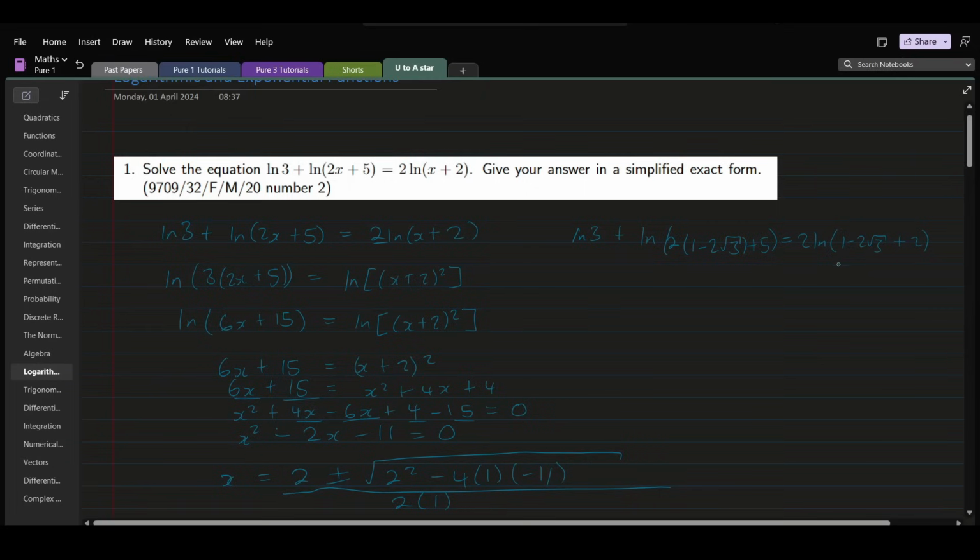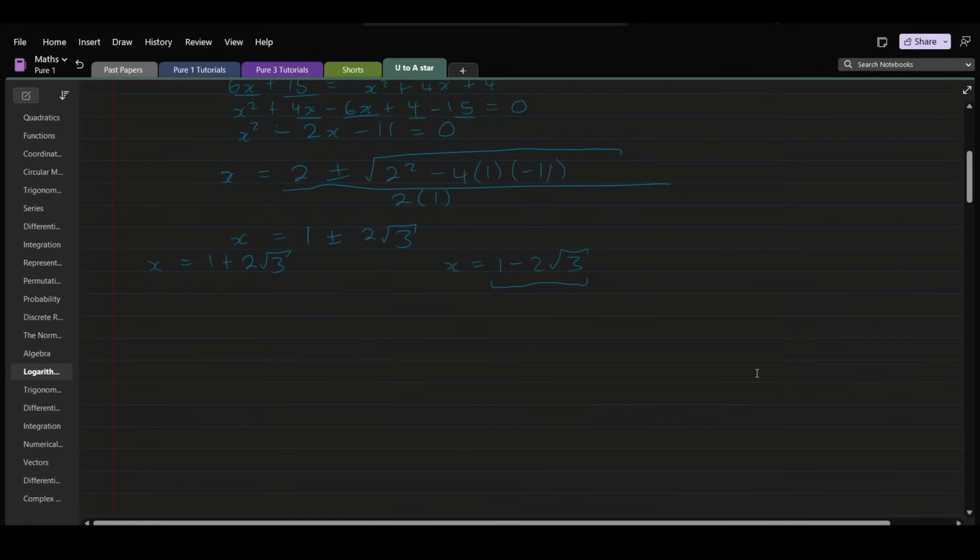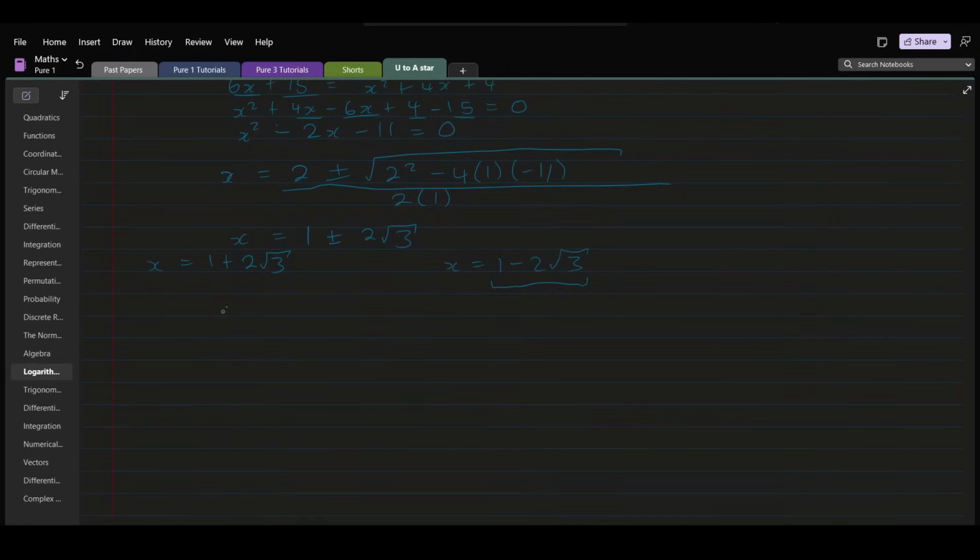Okay, so if you substitute the right hand side into your calculator, you end up with an error because the value in the brackets simplifies here to give us a negative value, and we know that the ln function does not take negative values, and therefore we're going to disregard our negative solution here. So we can conclude that x is equal to 1 plus 2 root 3, and this would be our final answer.